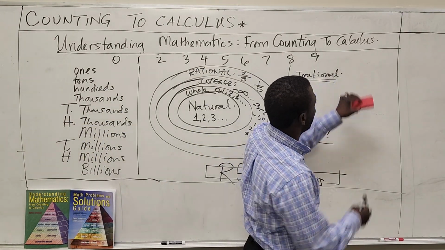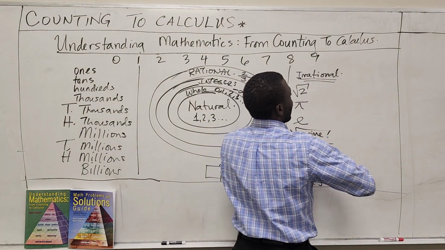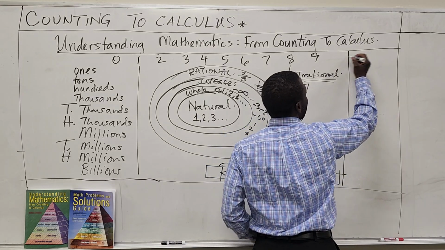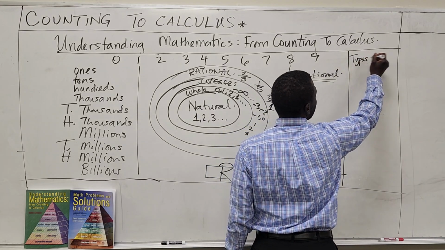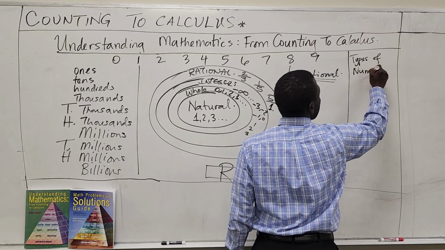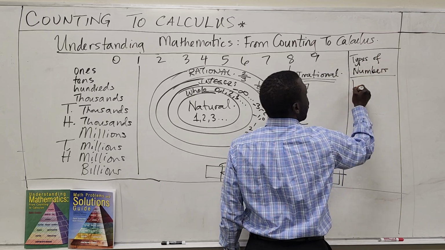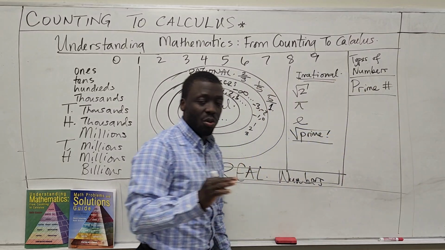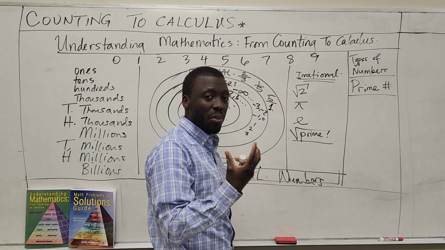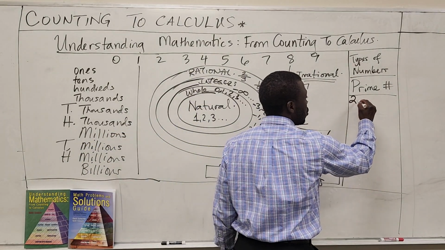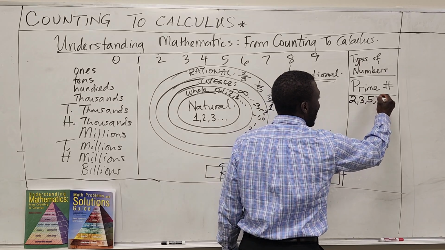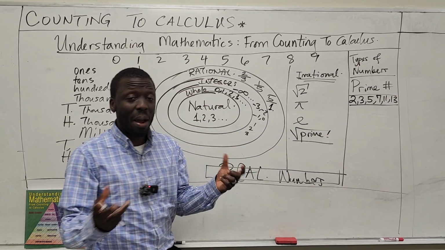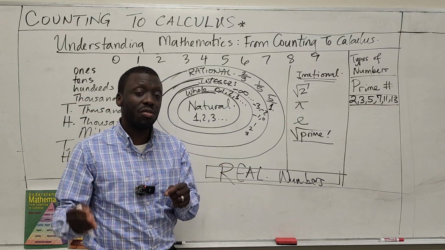Let me add a note here. There are some key definitions that you should know. You should know the types of numbers that we discussed. You should know prime numbers, which I have a video dedicated to. So you should know what prime numbers are. The smallest prime number is 2, and then 3, 5, 7, 11, 13. So I've given you some examples of prime numbers. They can only be divided by themselves and 1.